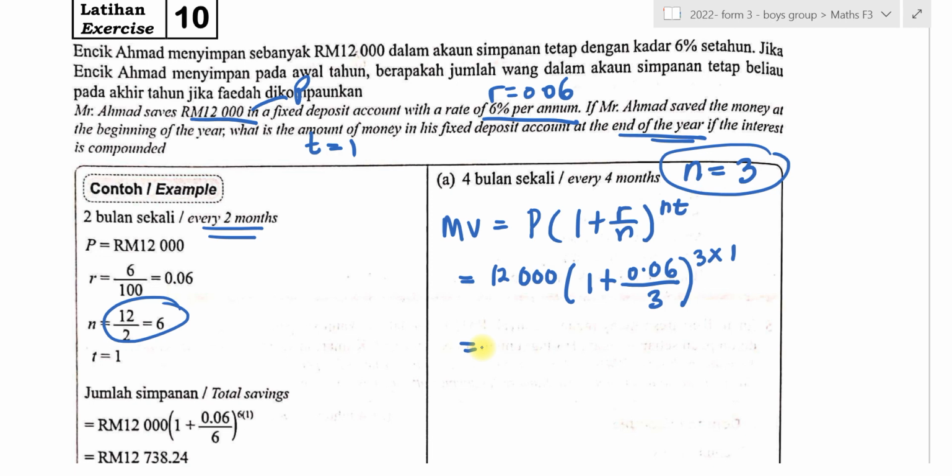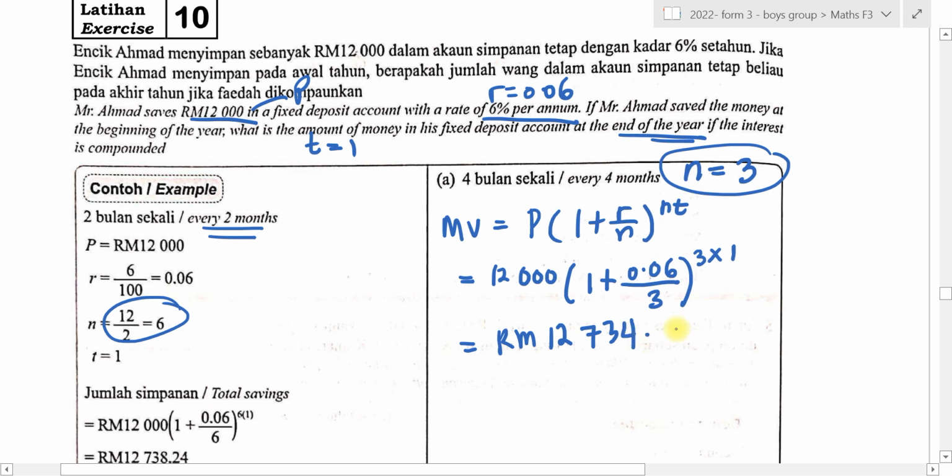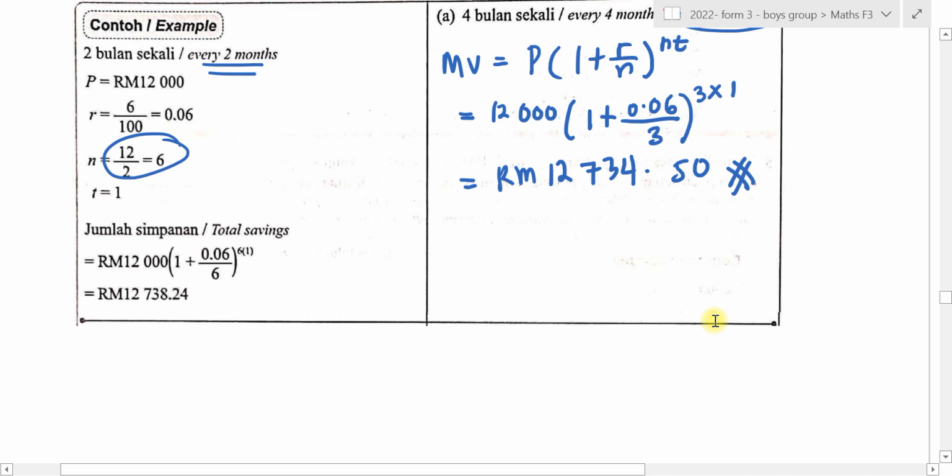12,734.50. Yes, correct. RM 12,734 ringgit 50 cent. Okay, good. Next one.